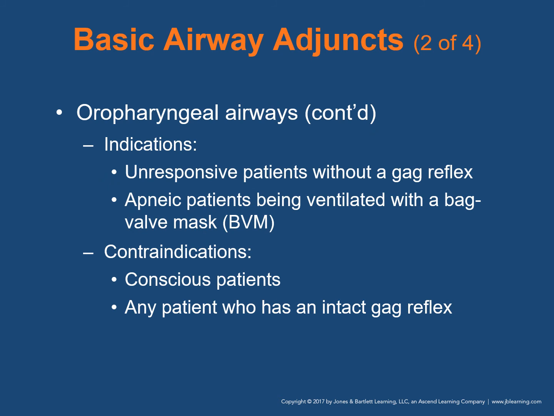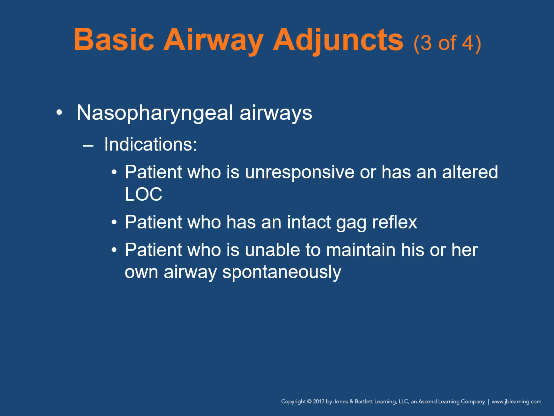So who gets an oral airway? All unresponsive patients who do not gag. Because if they gag, they are still to a point protecting their airway. So every unresponsive patient without a gag reflex, and easier said than done, apneic patients that are being ventilated with a bag valve mask. So who doesn't get it? Well, let's see if a conscious patient lets you put an oral airway in. And if you don't want to see vomit, I wouldn't put one in a patient with a gag reflex.